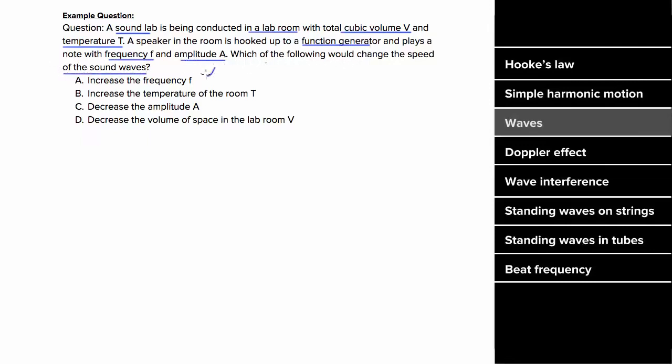Increasing the frequency would just make that sound a higher note, but it wouldn't change the speed of the sound wave. Increasing the temperature of the room is a change to the medium itself, so this would change the speed of sound. Decreasing the amplitude is just going to make that sound seem softer and not appear as loud. And decreasing the total volume of the space in the lab room doesn't actually affect the medium, it just gives you less of the medium. So the best answer here would be B.